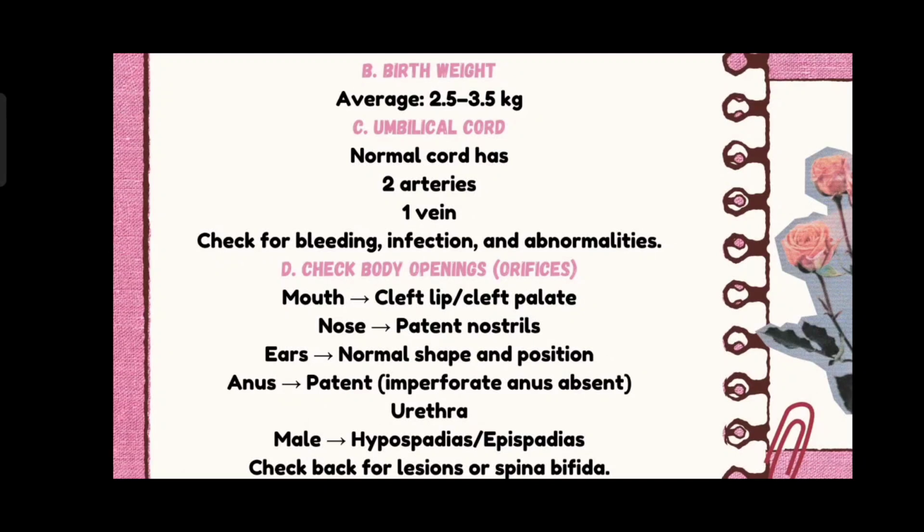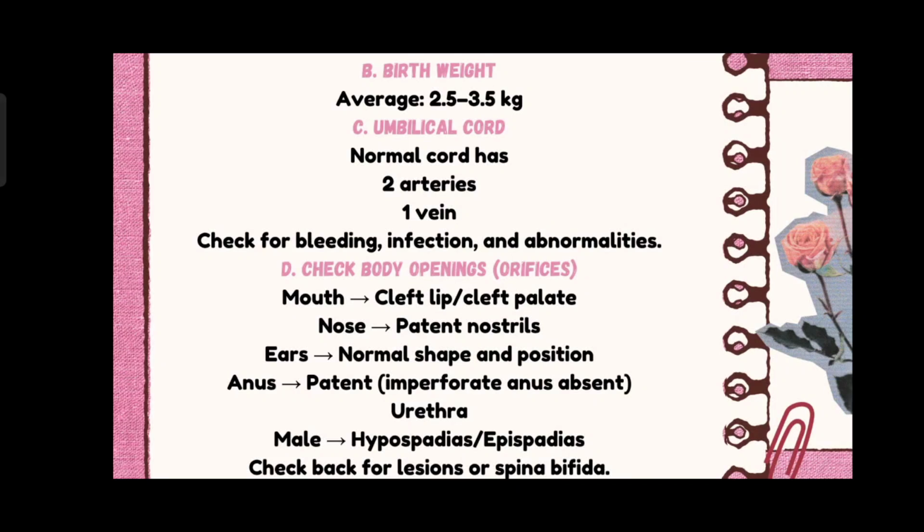Then the next one is birth weight. An average weight of a newborn baby is 2.5 to 3.5 kg. Then umbilical cord. For a normal cord there will be 2 arteries and 1 vein present. That we have to check, and also we have to check for any bleeding, infection or abnormalities in the umbilical cord.